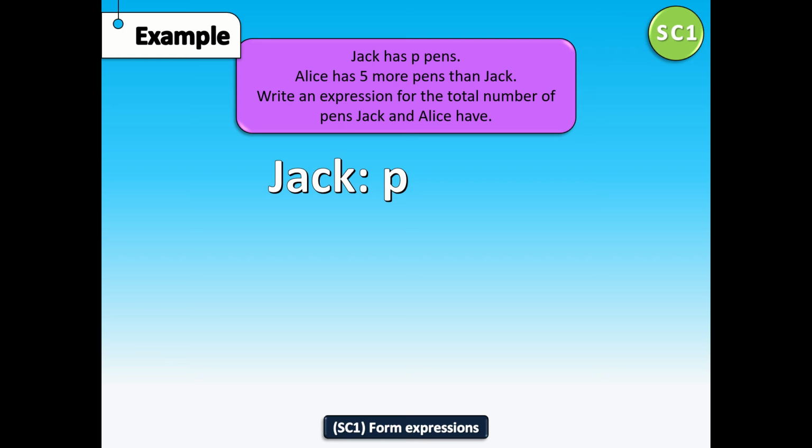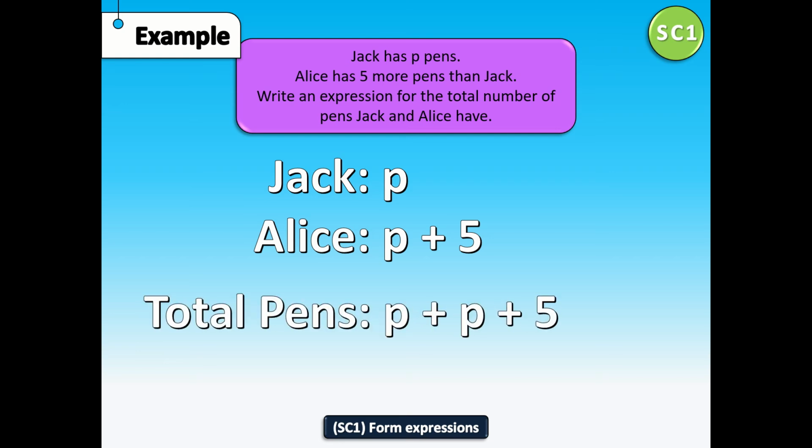Now Alice has 5 more pens than Jack, so Alice has P amount of pens plus 5. So an expression for the total amount of pens that Jack and Alice have would be to add those together. So P plus P plus 5, which we can simplify to 2P plus 5.